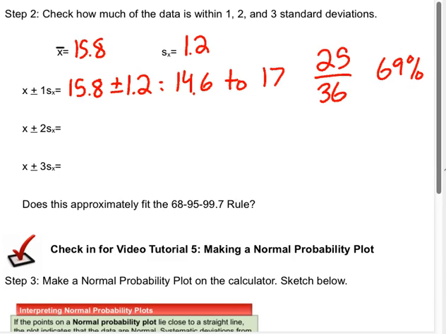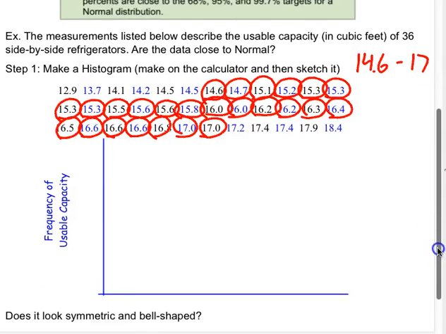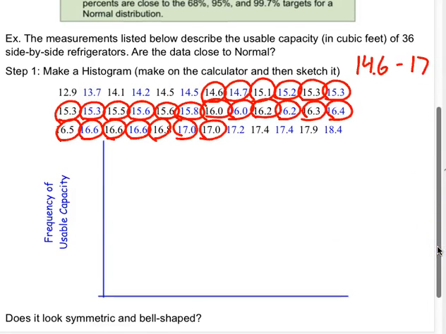All right, now within two standard deviations. So our next one, 15.8 plus or minus 2 standard deviations. So let's see how much we're encompassing now. So 15.8 minus 2.4. So now we're looking between 13.4 up to 18.2. All right, so coming back here again, this time we're looking for 13.4 up to 18.2.